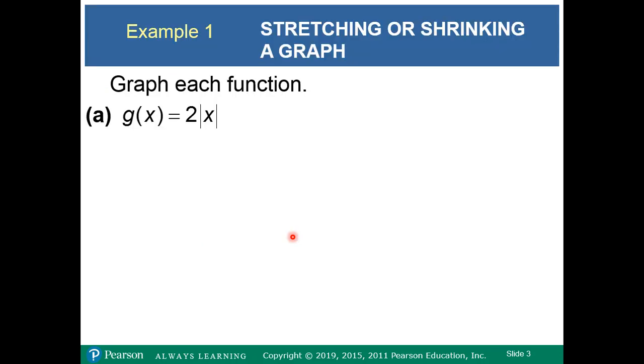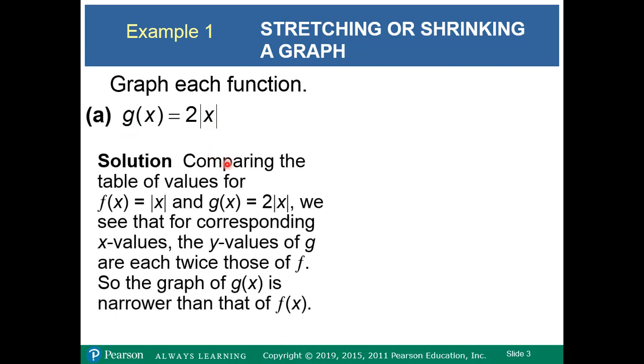Okay, so if we look at each one of these functions, g of x equal to 2 times the absolute value of x, we can compare the values to the basic function. We can compare the values for both of these functions, and we're going to see that for corresponding x values, the y values of g are going to be double those of f. So basically, g of x is twice f of x, right? Because f of x is defined as the absolute value of x. So we could look at it that way as well.